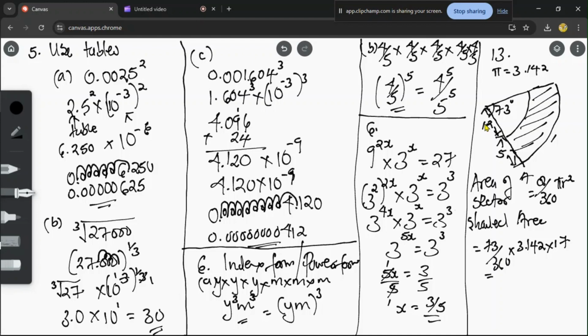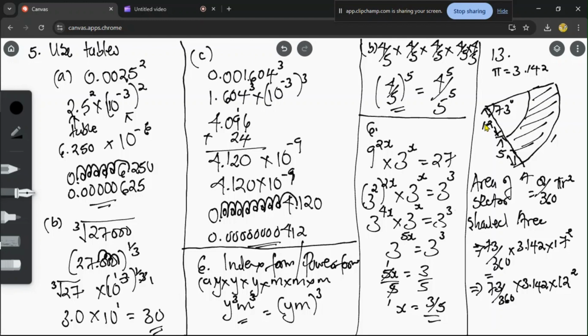I can use a calculator to see what the answer is. The other area, I get the area of the small one. Still I'll use the same formula. The angle is 73 all over 360. I multiply by 3.142. Then I multiply by the radius. Remember this one is squared. The radius will be 12, so it is 12 squared.